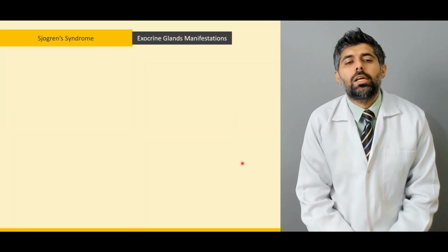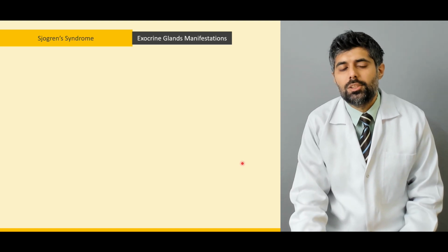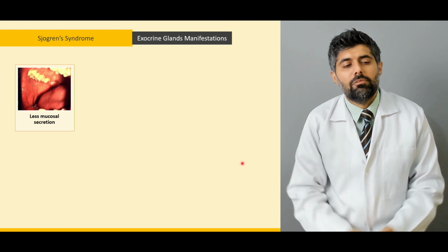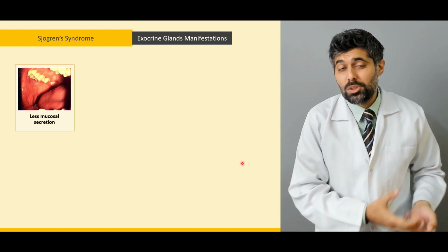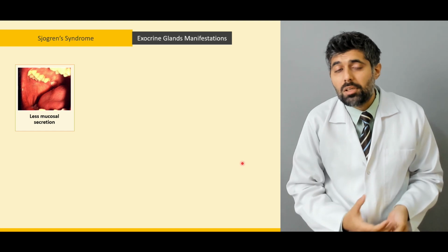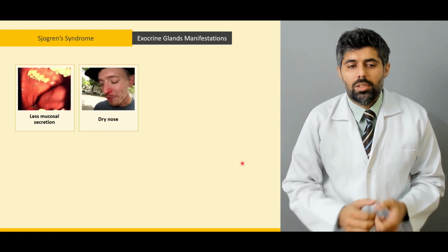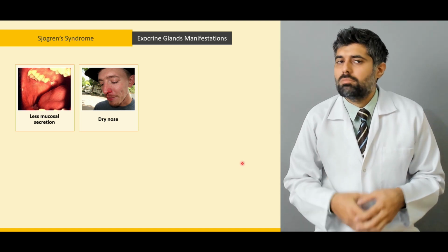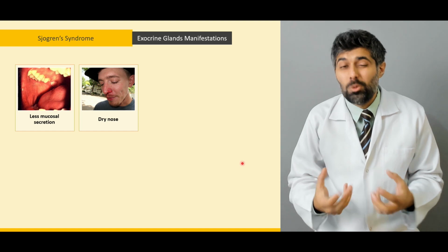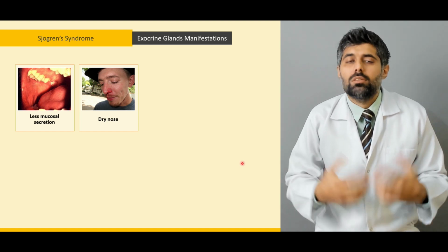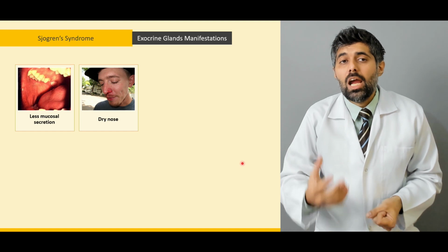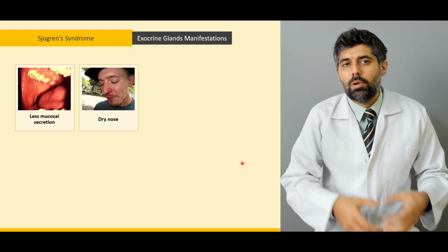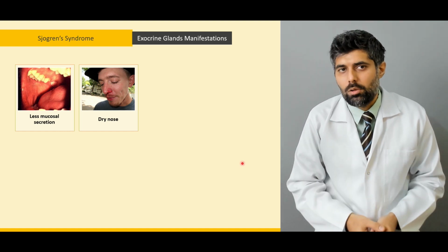Next, we're going to study the exocrine manifestations. Now, these exocrine manifestations manifest as less mucosal secretions because the minor mucosal glands dysfunction. There is dry nose because the mucosal glands inside the nose lose their ability to secrete and lubricate the nose. Because of this, the nose starts to dry, and for some, there is even epistaxis, or bleeding from the Little's area in the anterior part of the nose.